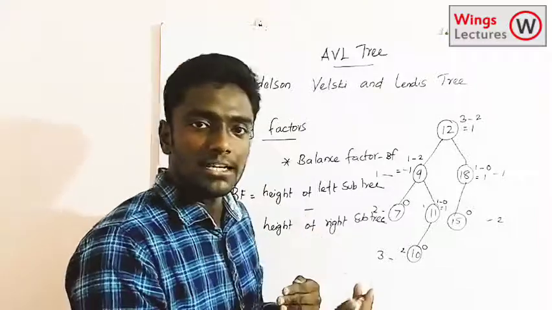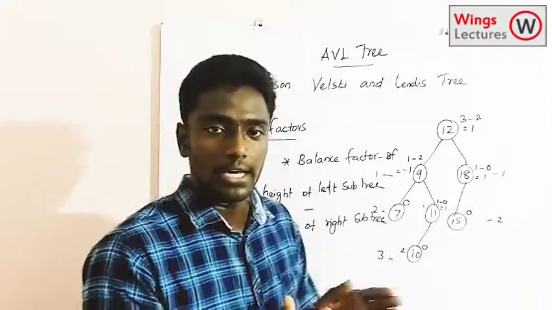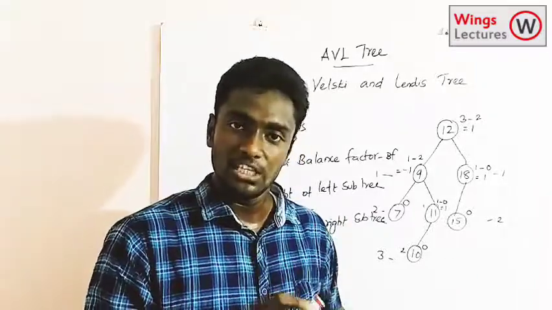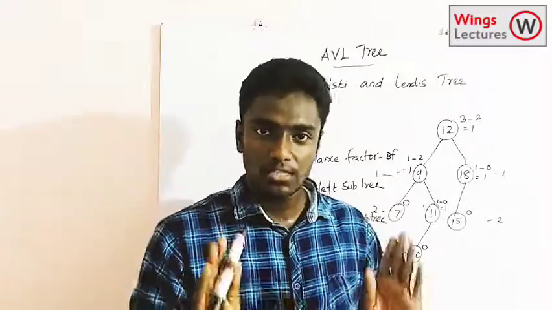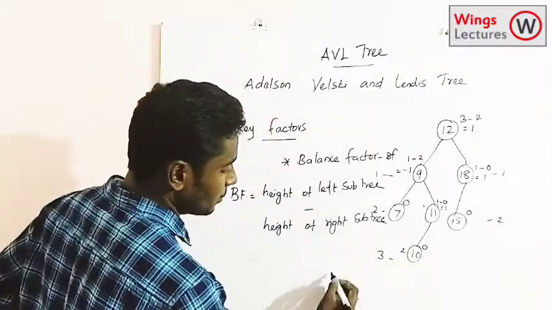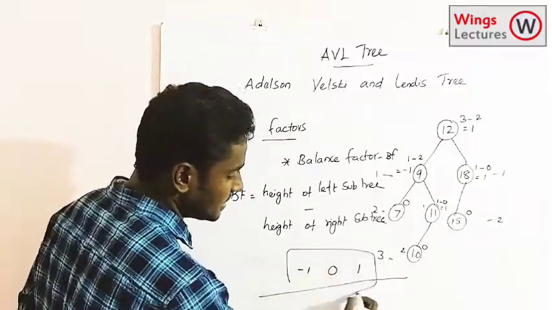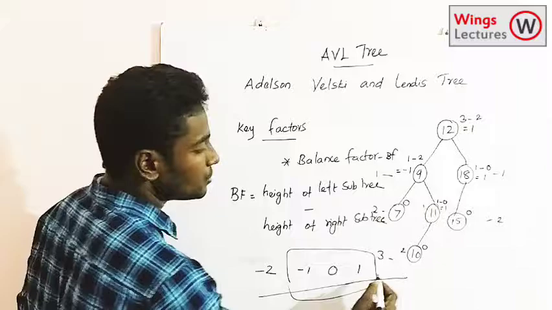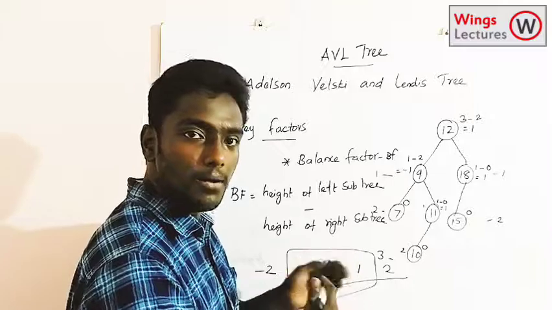Once again, I repeat, the balance factor can be 0, it can be 1 or it can be minus 1. That's the boundary limit, and it cannot exceed this limit. From the graph we know it can lie only in this boundary. It cannot go up to minus 2 or plus 2. In that situation, we have to make a balance.